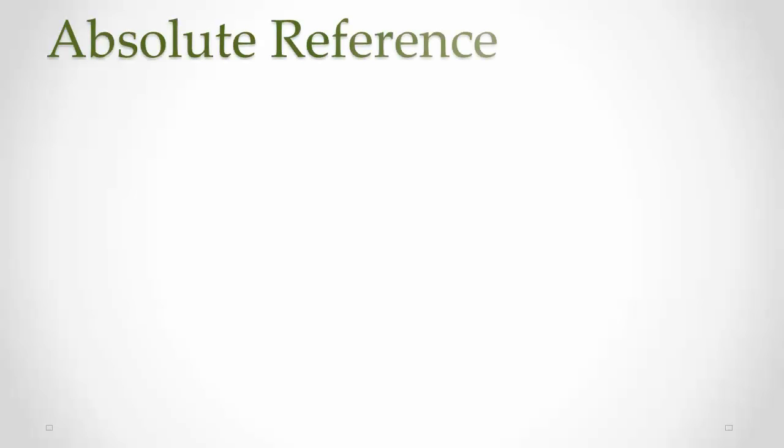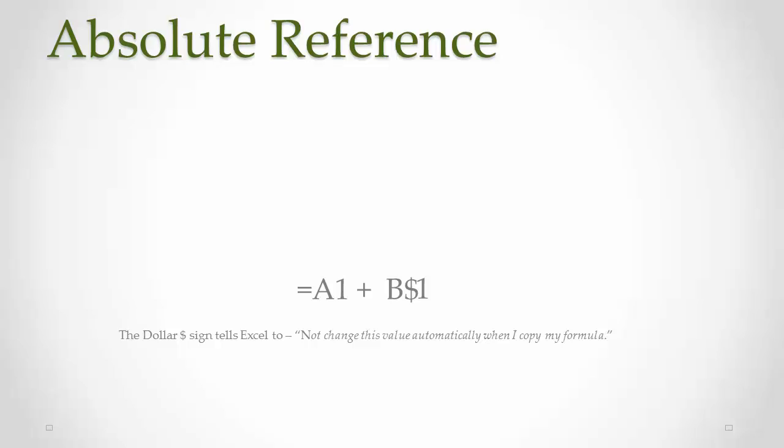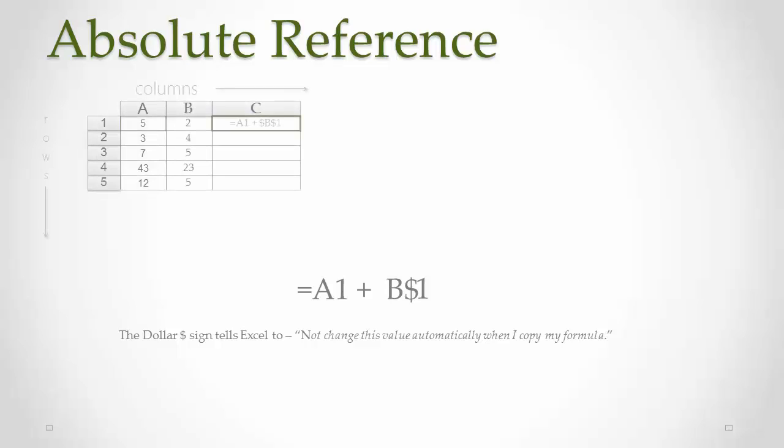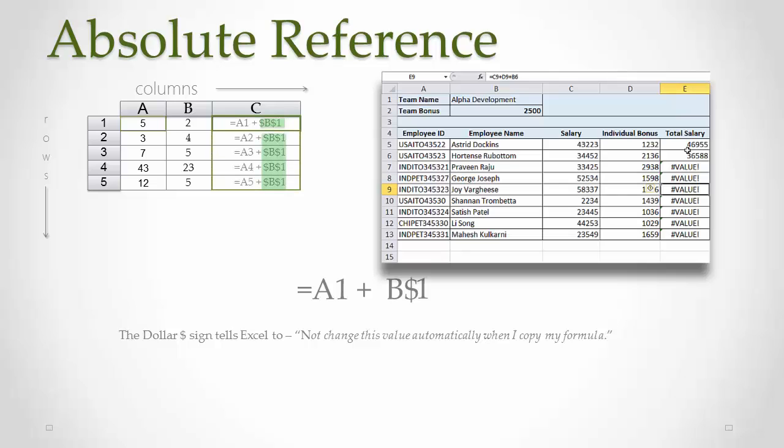To prevent Excel from doing so, we must use the $ sign before the fixed value. Prefix the dollar to the row number in the cell address that we don't want Excel to change. The $ sign tells Excel to not change the value automatically when I copy my formula. Now, when we copy the formula over, we see that the reference to cell B2 in the formula remains unchanged.